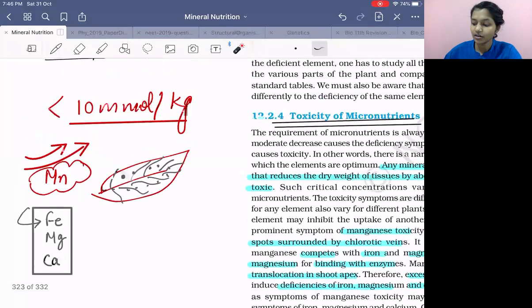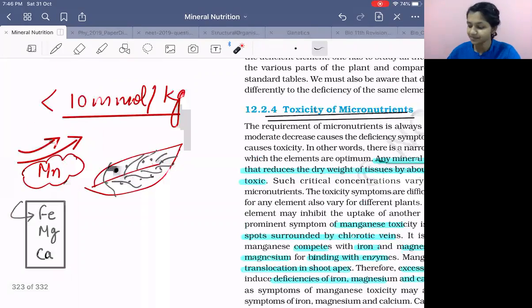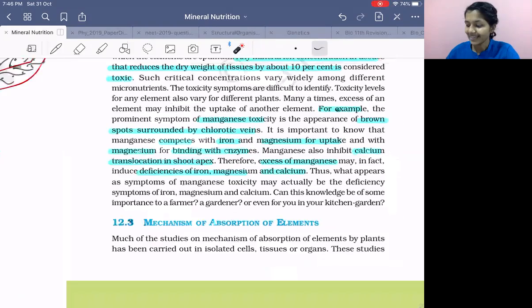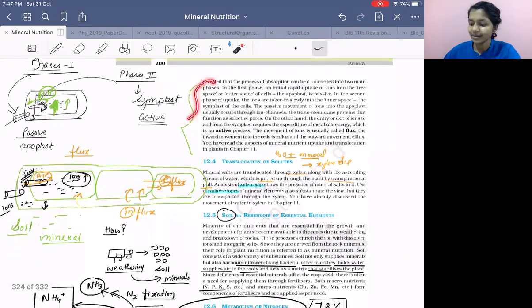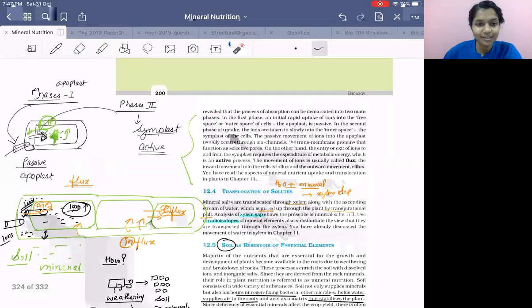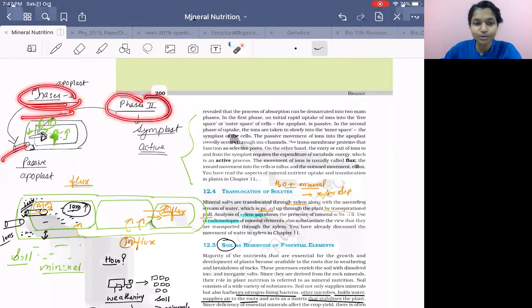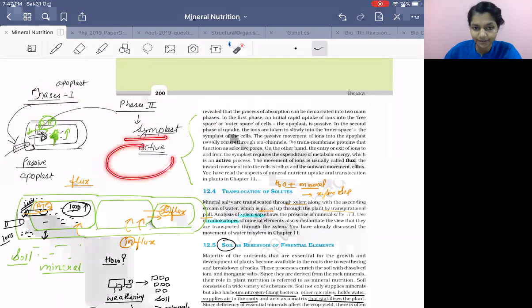So that is your toxicity of micronutrient. Okay? Now, mechanism of absorption of element. I have already taught you this, right? Mechanism of absorption of elements. So what is the mechanism? There are two ways. There are two phases, phase 1 and phase 2. In phase 1, it goes to the apoplast way, which is passive. In phase 2, it is symplast, which is active.